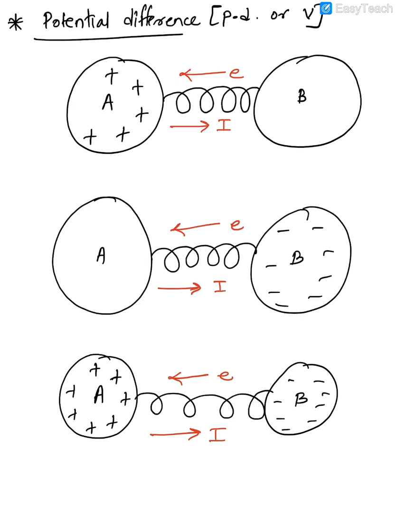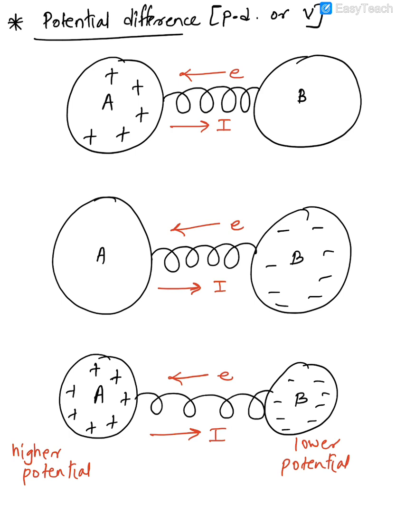Got it? So this body which is always positive is called higher potential or high potential, and this one is called lower or low potential. So current always flows from high potential to low potential. If you remember, we had done in the heat chapter that heat always goes from higher temperature to lower temperature. In the same way, the current will always flow from higher potential to lower potential. Electrons will go from lower potential to higher potential.